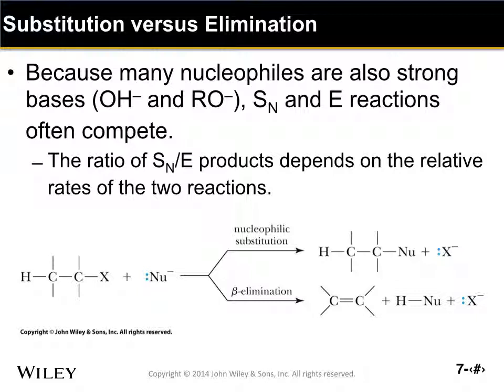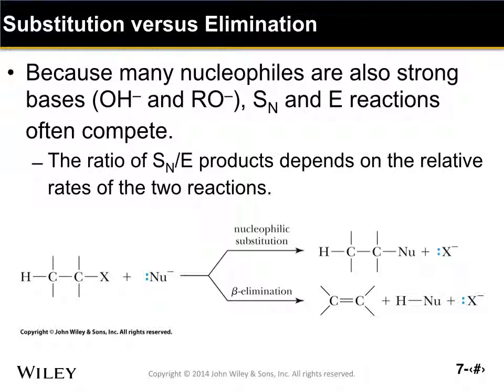Sometimes the text, this slide or other places, will say "doesn't happen." And really what they mean by that is so slow that it's hard to detect those products. But those products are possible. They just have to go through a very high activation barrier, which means they're going to be very slow reactions and give very little product.